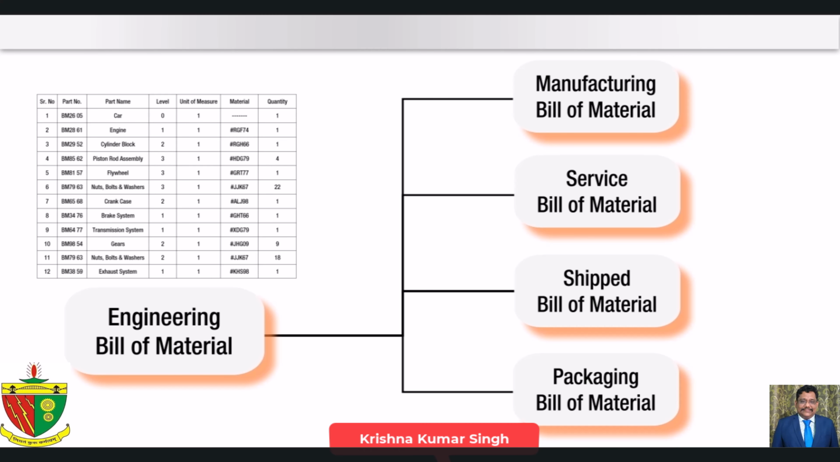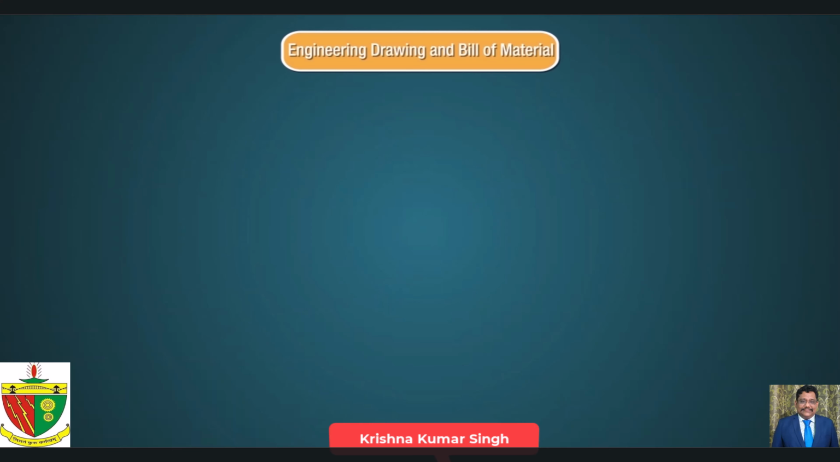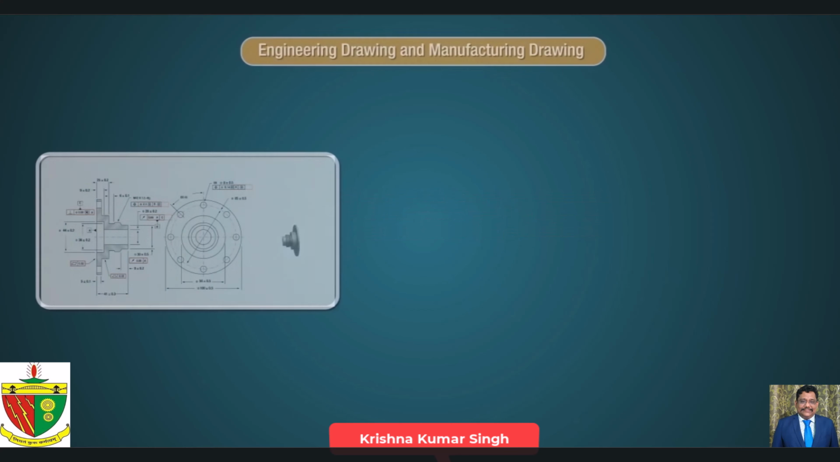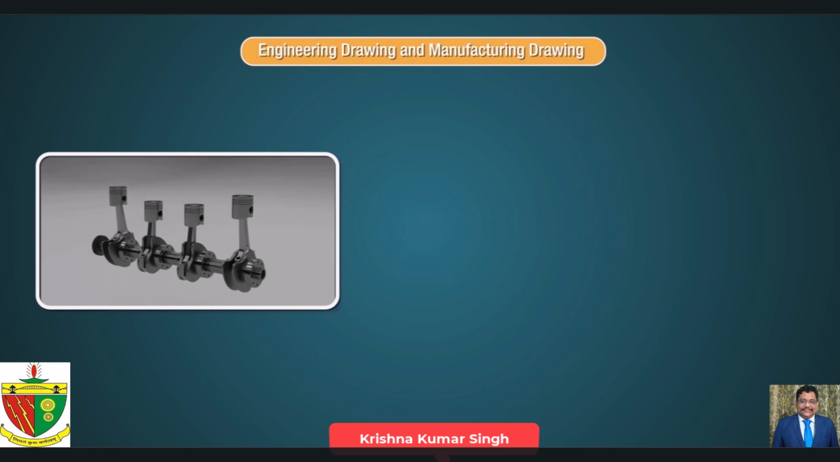Engineering drawing and bill of material. After going through bill of material topic, you would appreciate BOM is most important asset which is created by engineering team which guides production team to plan procurement and production activities. Engineering drawing and manufacturing drawing.